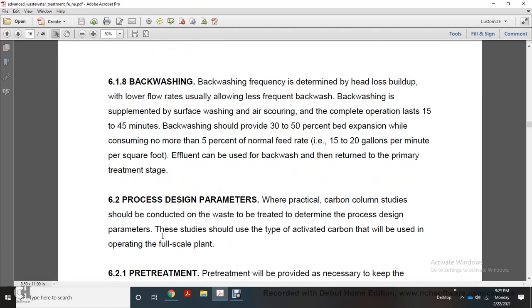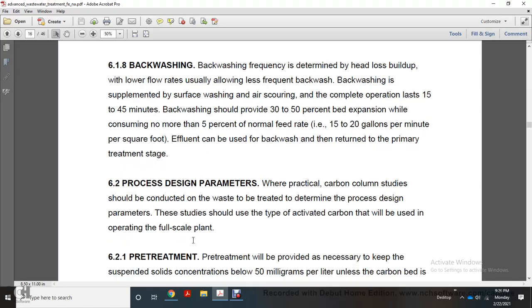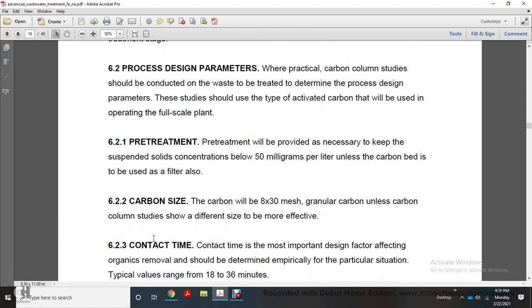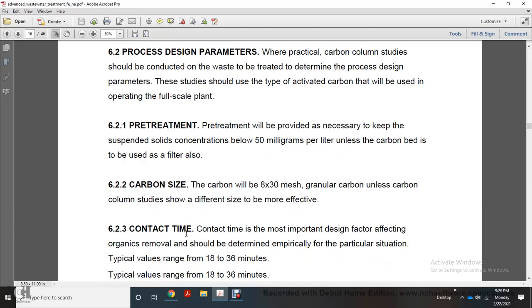Process design parameters. When practical, carbon column studies shall be conducted only on the waste to be treated to determine the process design parameters. The study should be used with the type of activated carbon that will be used in the full-scale plant. Pretreatment will provide what is necessary to keep the suspended solids concentration below 50 milligrams per liter unless the carbon bed is used to filter. Also, carbon size will be between 80 and 30 mesh granular carbon unless the carbon column studies show different sizes to be more effective.